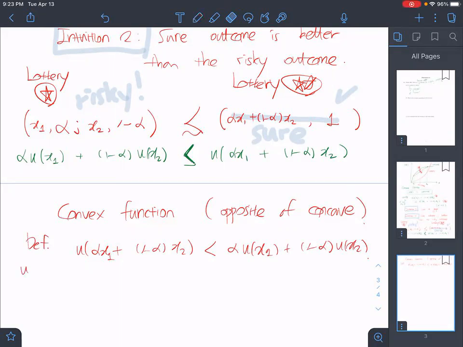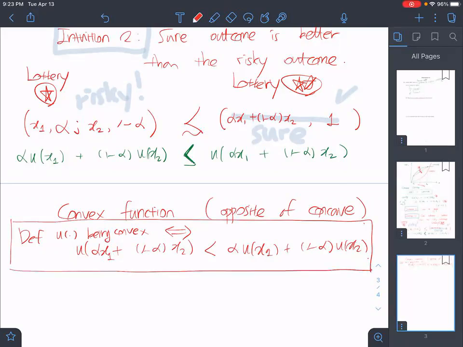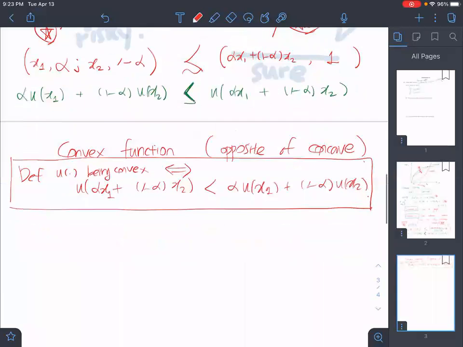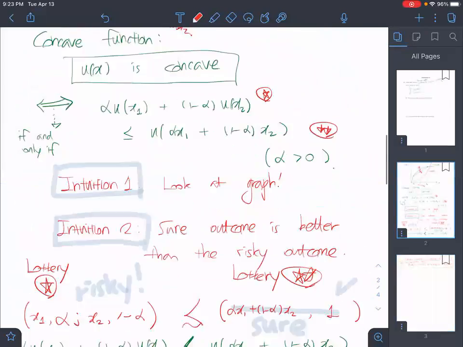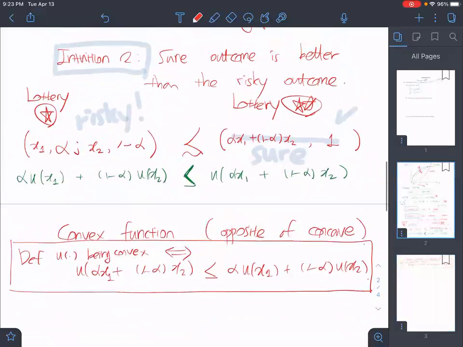The definition for u being convex, if and only if, yes. I should have made some spaces for this. Okay, when I do some handwriting, it becomes very unorganized like this. I was not prepared for this one. Anyway, so for the convex function, the definition is this. You can see that the inequality is just flipped. Okay, you can check it later. The left-hand side and right-hand side are just swapped.